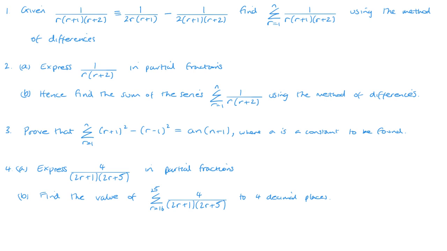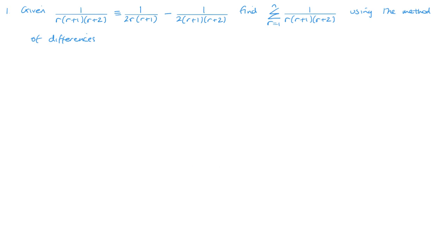Okay, hopefully you've had a chance to have a go at these 4 questions. Let's now go through them. So this first one gives it to me, so I don't have to do any kind of working out. So 1 over (r plus 1)(r plus 2) is equal to the sum of 1 over 2(r plus 1) minus 1 over 2(r plus 1)(r plus 2).